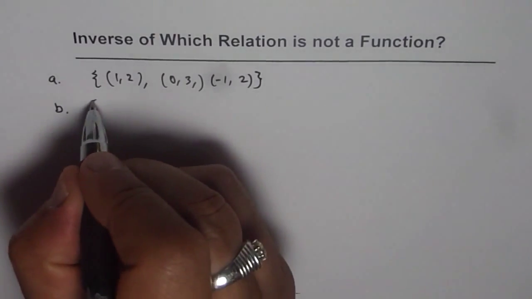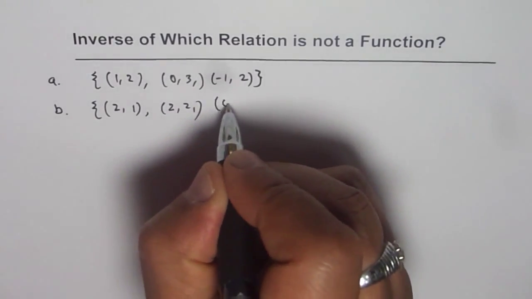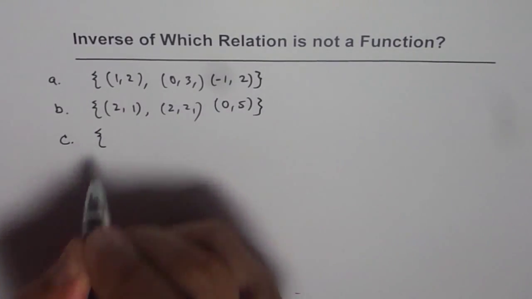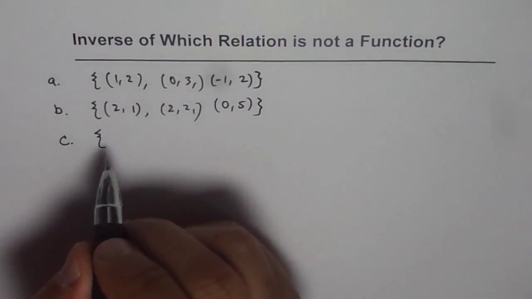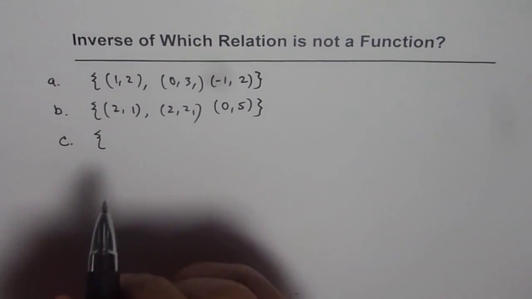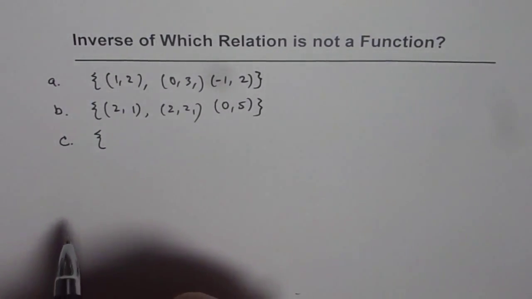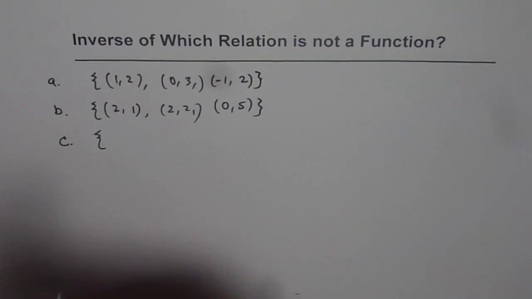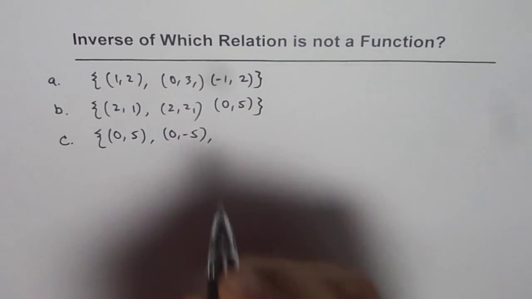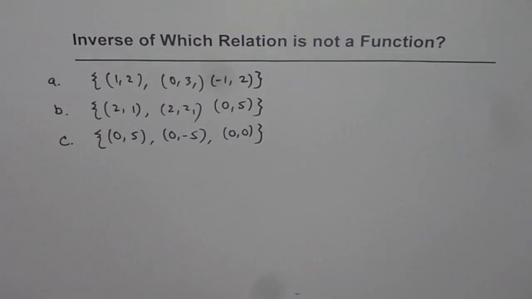Now, second one, let me write this as, let's say (2, 1), (2, 2), (0, 5). Now C. I'm actually giving you all these relations, not functions, but you have to figure out whether their inverse is a function or not. If the inverse is not a function, then that is your choice. You can have more than one correct answer in this case. So we have (0, 5), (0, -5), and (0, 0). These are the coordinates.